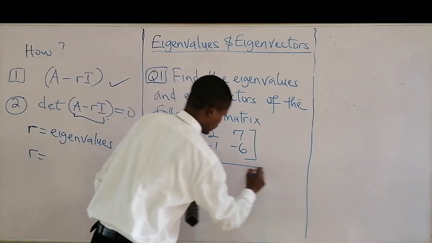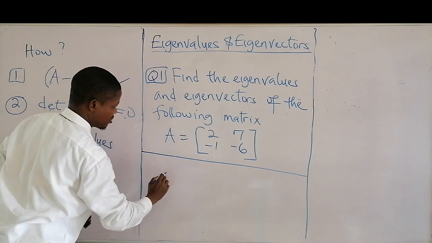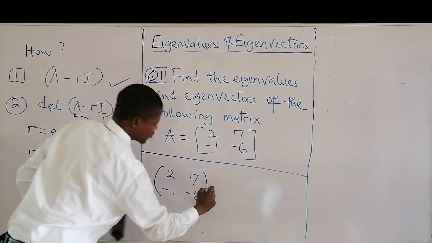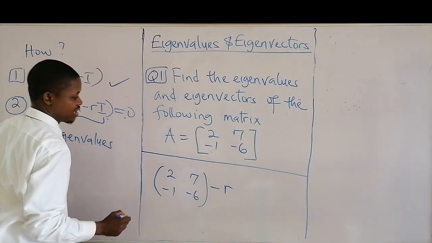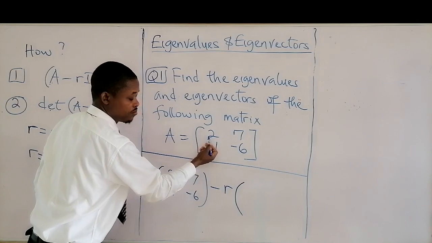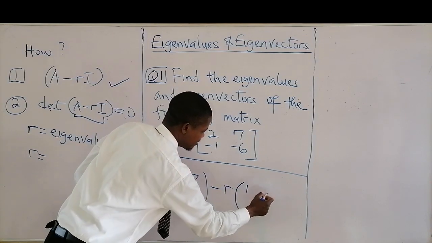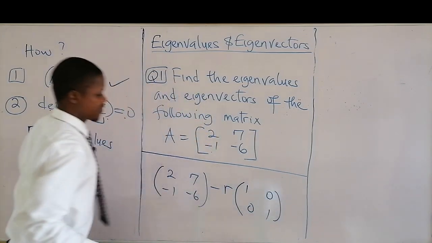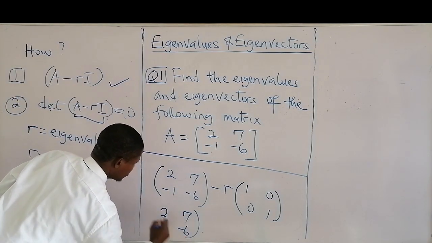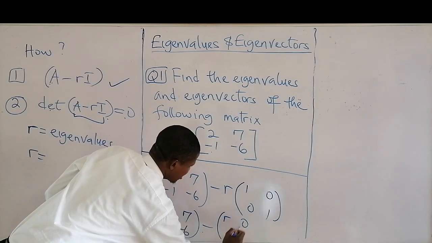So for 2 by 2, this is what we're going to do. Our A is the given problem, which is the matrix 2, 7, minus 1, minus 6. Then minus r, that's the eigenvalue, times the identity matrix. This is 2 by 2, so your identity matrix must also be of the same form, which is 1, 0, 0, 1. That gives you 2, 7, minus 1, minus 6, then r times the identity matrix, which will be r, 0, 0, r.